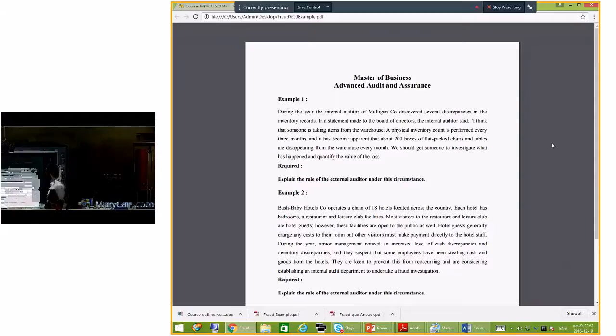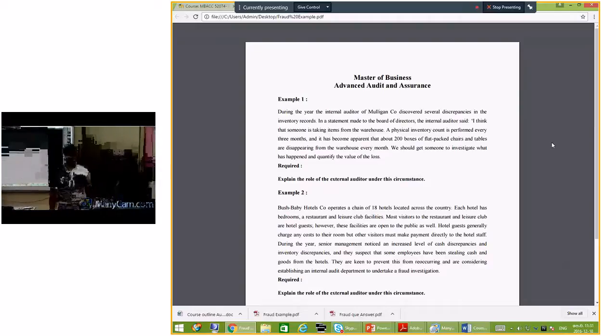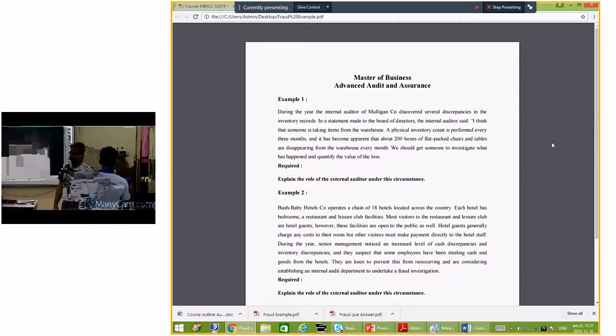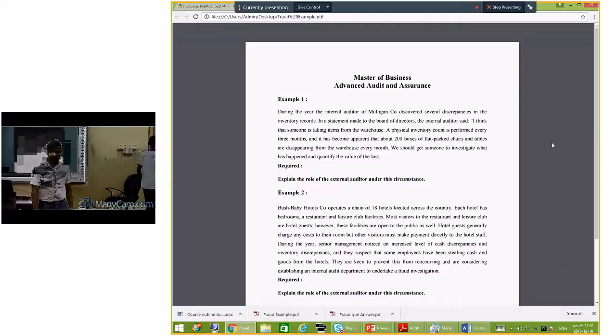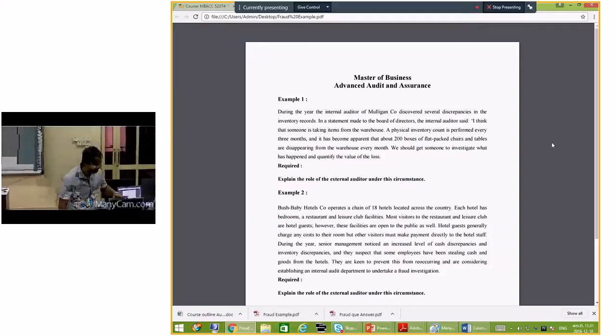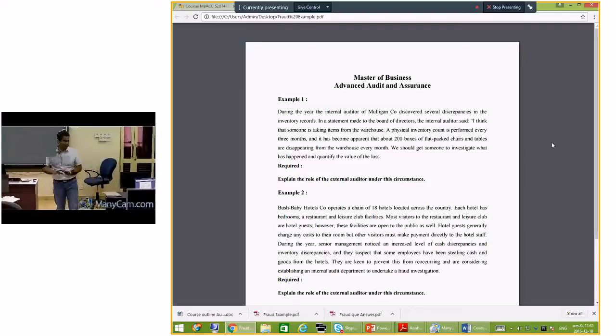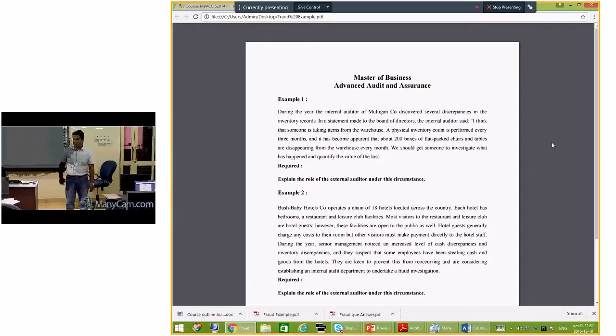value of the loss. So then, in that type of process, what's the role of the external auditor? What's the role of the external auditor? Yes, that's the objective of the external auditor, it's all right. But how do we tackle that type of situation? How do we deal with that type of situation? Now, there is a probability or the possibility of having a fraud in the inventory of that particular company. So, in that type of circumstance, what's the role of the external auditor?